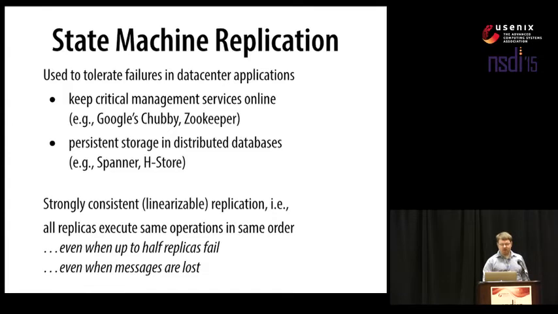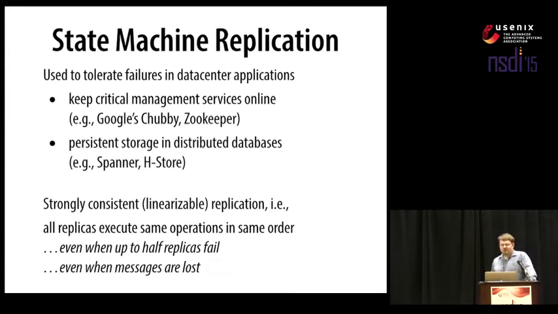And so what we're going to do is make multiple copies of a replicated service and use a consensus protocol to provide strongly consistent or linearizable replication, meaning that every replica agrees on the same set of operations that they're going to execute in the same order, and that this happens even when up to half of the replicas have failed, and even when messages are lost or delayed in the network. We'll use this approach to improve the performance of Paxos.